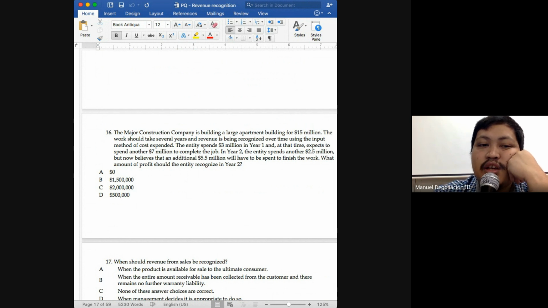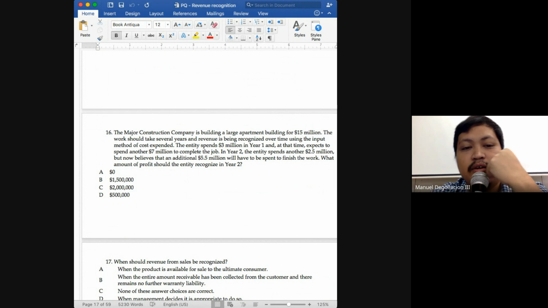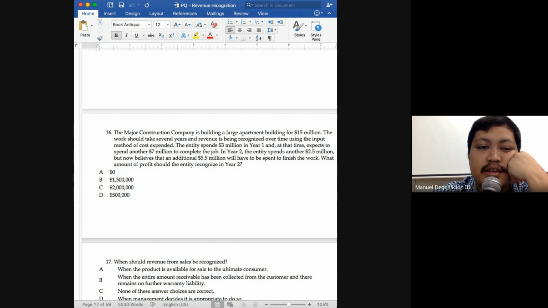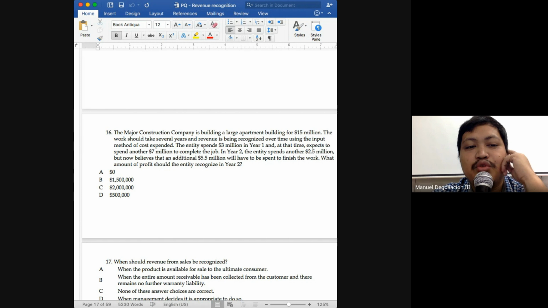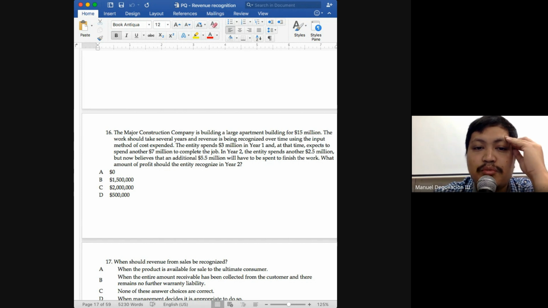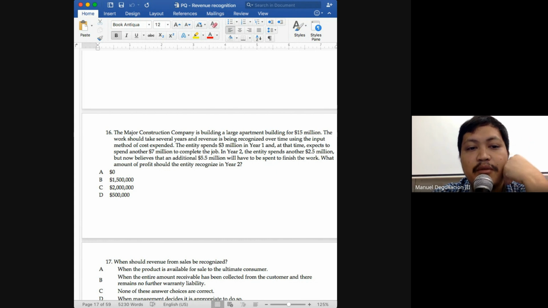Plus, your knowledge in construction contracts can be used here. Okay, let's start with year 1. What's the important thing to determine for recognizing revenue here? You determine the percentage of completion. But we will be using the input method. How much have we incurred in year 1? We have incurred 3 million. And for year 1, how much did we estimate to be the total cost? The total cost would be 10 million. Where did we get 10 million? The 3 million we have already spent and the estimated cost to complete of 7 million.